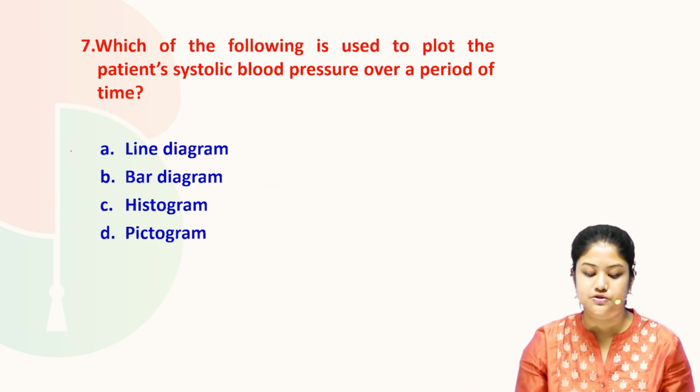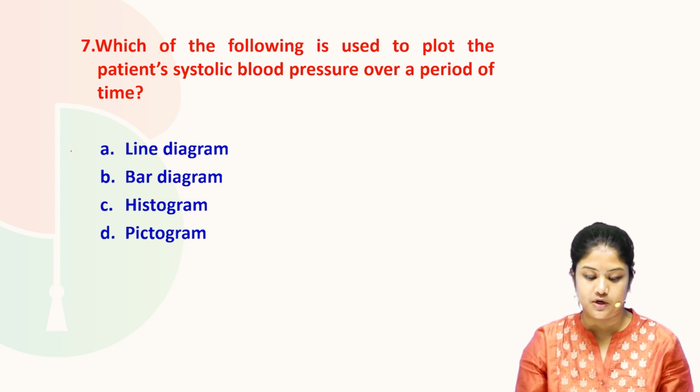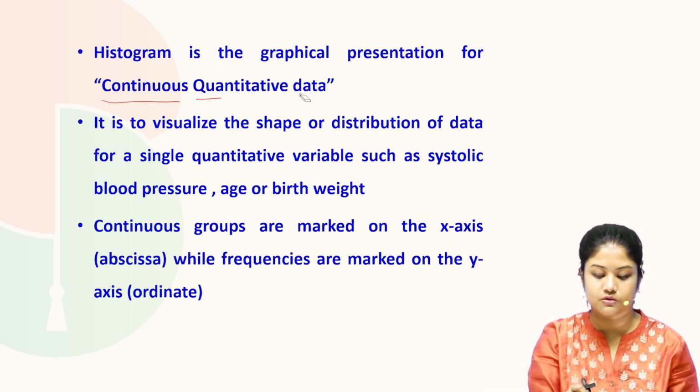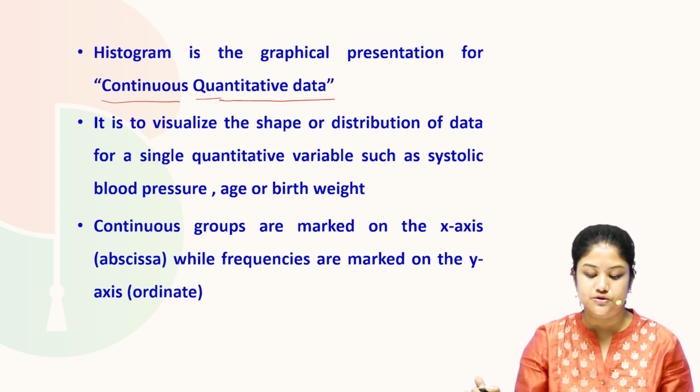Which of the following is used to plot the patient's systolic blood pressure over a period of time? So we are asked to choose from the options given to plot the patient's systolic blood pressure over a period of time. So here, looking into the explanations, histogram is a graphical presentation for continuous quantitative data. It is used to visualize the shape or distribution of data for a single quantitative variable such as systolic blood pressure, age, or birth weight. Continuous groups are marked on the x-axis while frequencies are marked on the y-axis.